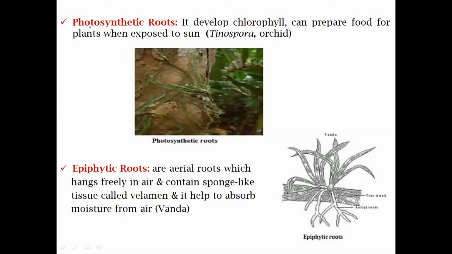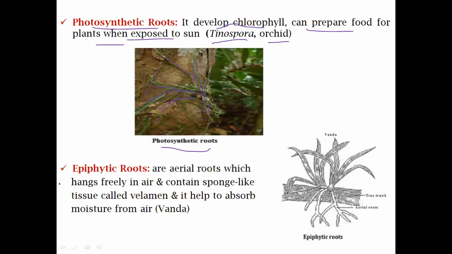Next type of roots are known as photosynthetic roots. These types of roots develop chlorophyll, and they can prepare food for the plants when exposed to the sun. It is found in Tinospora and orchid. So you can see here in this figure, these are the photosynthetic roots. They are greenish in color because they contain chlorophyll, and it prepares food for the plants when exposed to the sun.